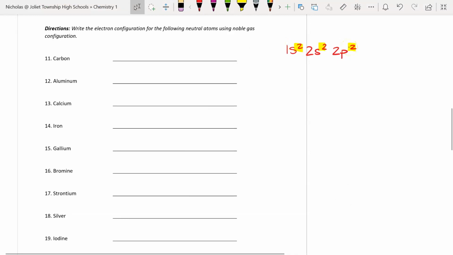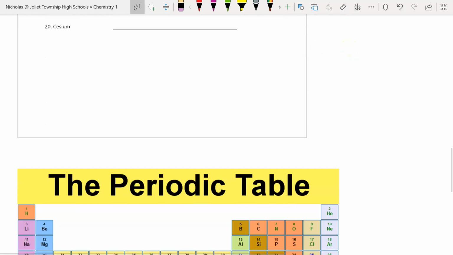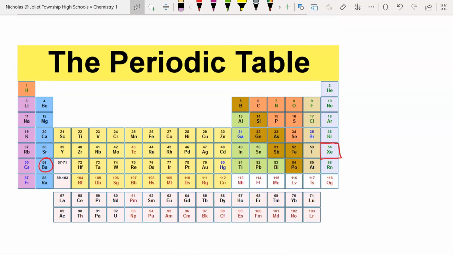Okay, so if I go back to the periodic table, okay, so carbon's number 6. I'm looking at it right here. I'm going to go backwards until I get to a noble gas. And remember, the noble gases are this last column on the periodic table.